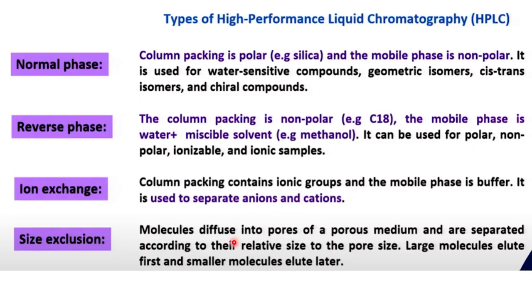And in size exclusion chromatography, or GPC, that is gel permeation chromatography, the molecules diffuse into the pores of a porous medium and are separated according to their size relative to the pore size. A large molecule will elute first since it travels less distance through the column, as compared to the smaller molecule. How it travels less distance we will discuss in a later slide.